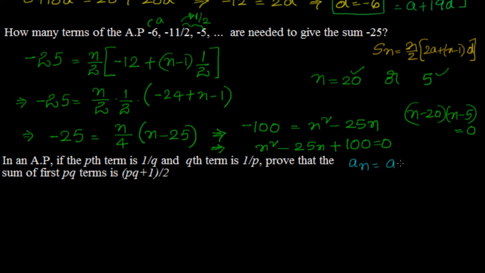One is an equal to a plus n minus 1 into d, that is to find out the nth term. Then the sum of n terms is nothing but n by 2 into 2a plus n minus 1 into d, or I can say n by 2 into a plus l.